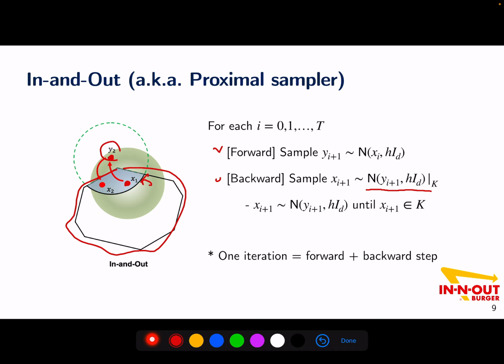Okay, and it's a bit tricky to sample from this distribution, but you can still do that through rejection sampling. You just keep on drawing some new point xi plus 1 from the Gaussian centered at yi plus 1 until this new proposal falls inside of this convex body K. And you can actually check that, conditioned on this success, this proposal actually follows this distribution. Okay, and then like I said, one iteration of In-and-Out is a successful completion of one forward and one backward step.